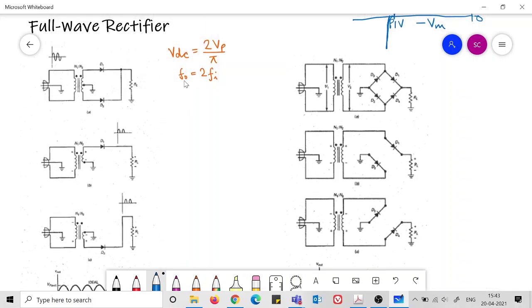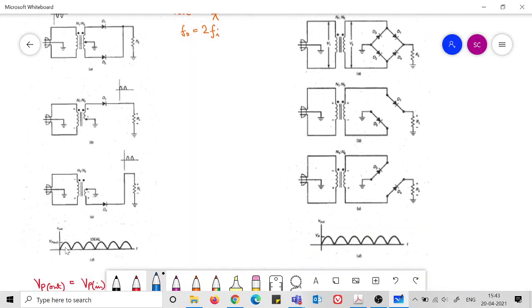What is the output frequency? What is the time period? No, frequency is not half. Time period has become half. Yes, frequency is double, because the time period is half, because the signal repeats itself after T by 2.